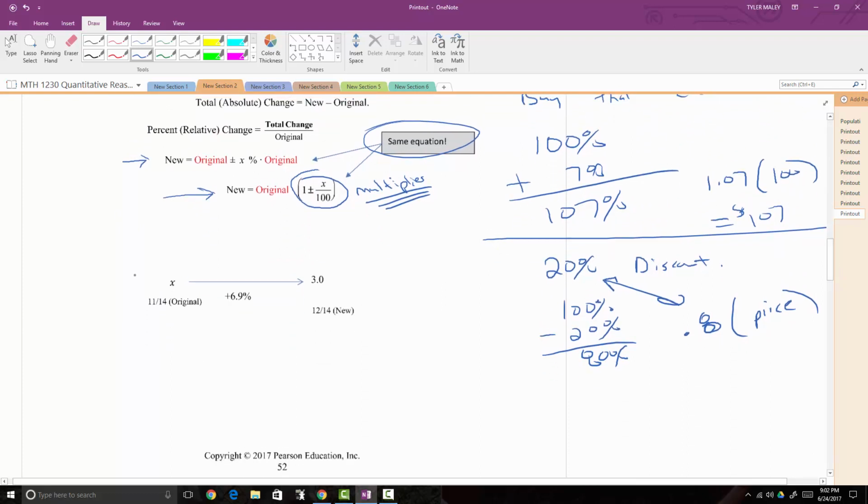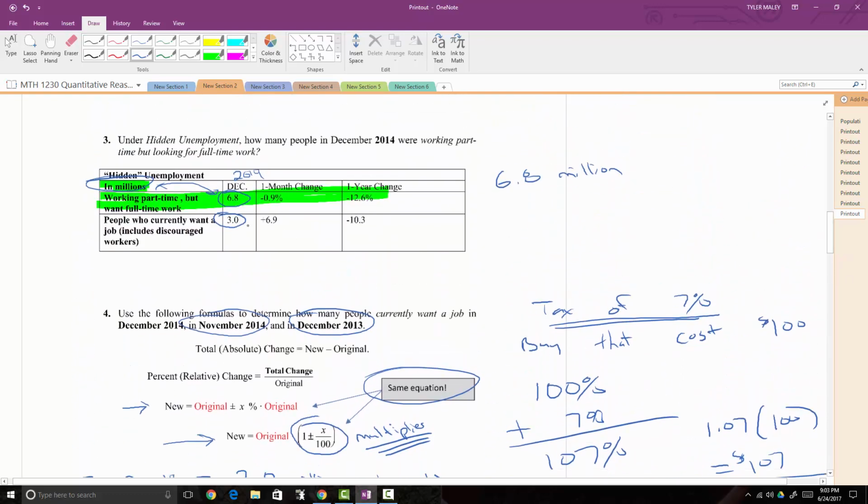So this first part, one thing we just need to note is that in December of 14, we have 3.0 million looking for people who wanted jobs, right? 3.0 million people wanted jobs. That's just taking that directly from the table. This 3.0 number is also in millions. It says in millions.